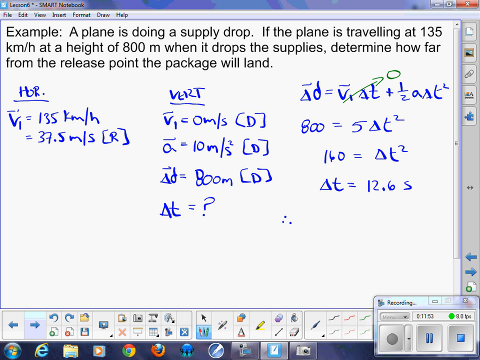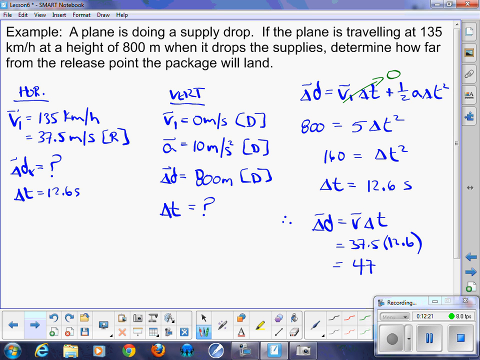So therefore, we want to know that horizontal distance dx. We now know the time for the drop. So delta D equals VT. The velocity would be the 37.5 multiplied by 12.6. So when the plane hits the release lever to let that package drop, it's going to land 472.5 meters to the right, or away from the plane. Therefore, 472.5 meters from point of release.